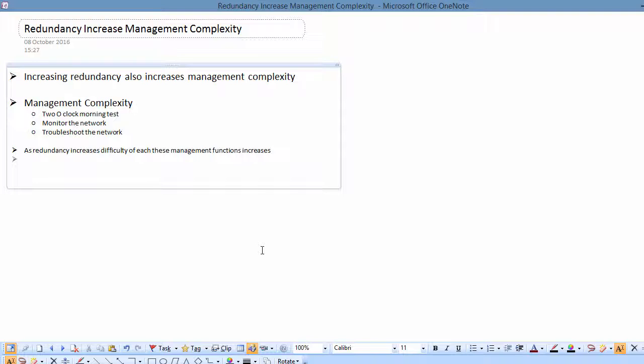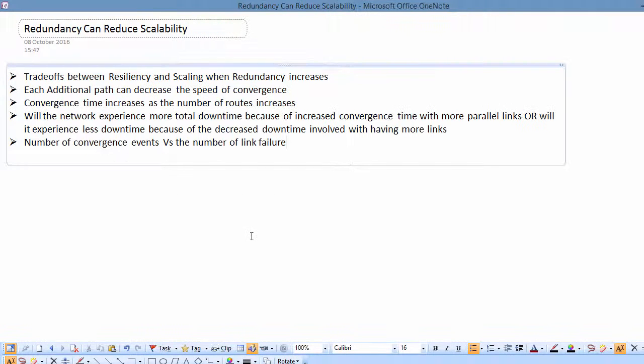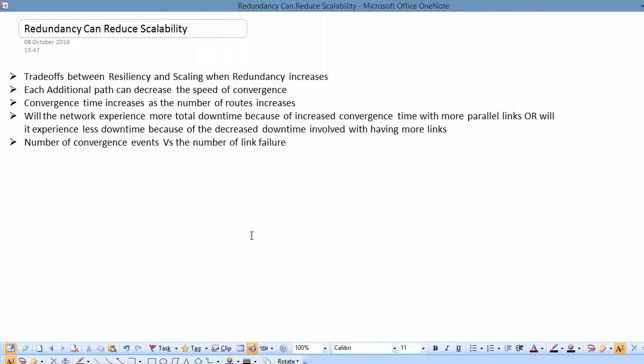You can't have a thumb rule like two parallel paths or three parallel paths. Again, these things depend upon your resiliency. How much resiliency you need, you will place the redundancy, but you will have to deal with the management complexity. Not only management complexity, you need to work on your scalability. Redundancy can reduce your scalability. There's a trade-off that the network engineer makes when increasing redundancy in a network, between resiliency and scaling.